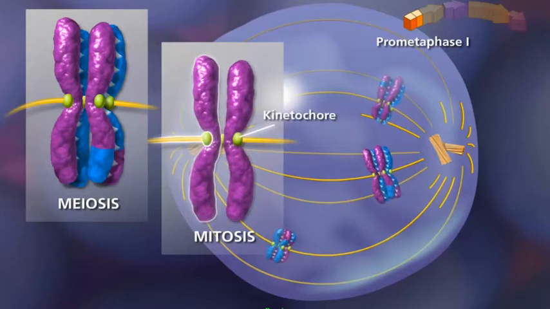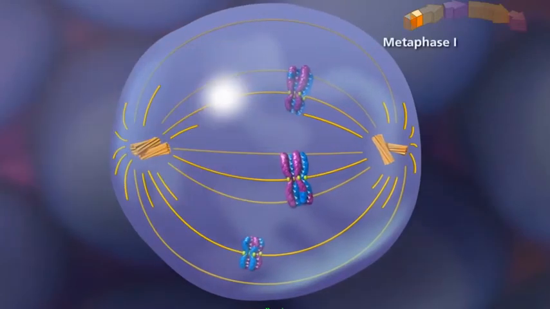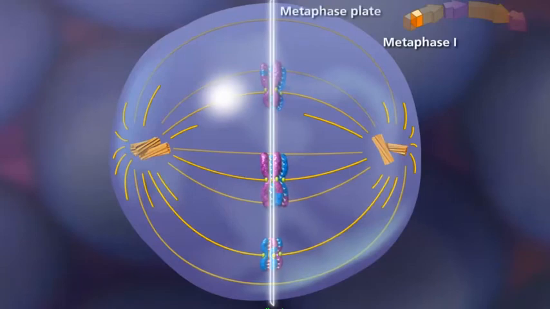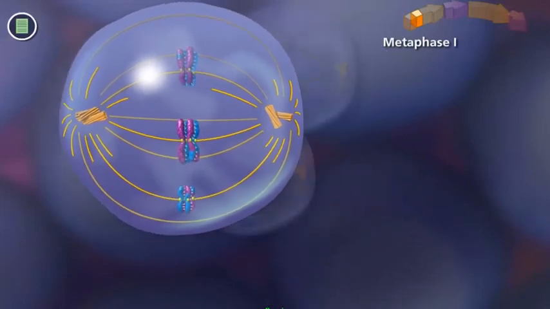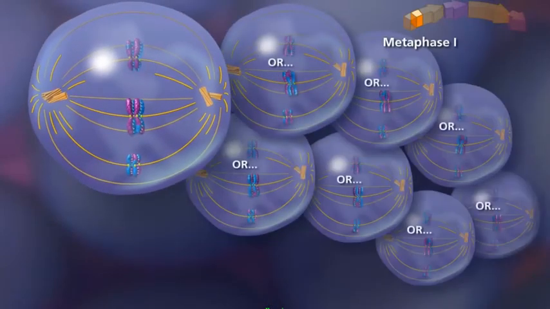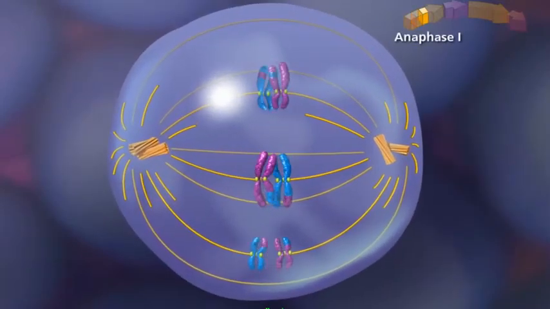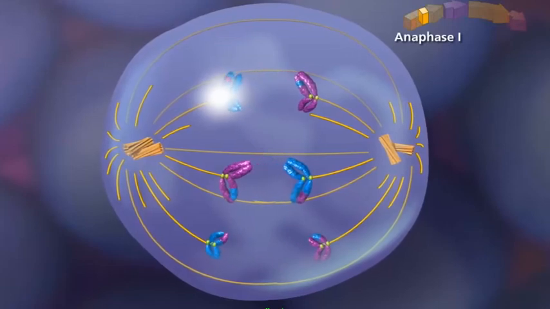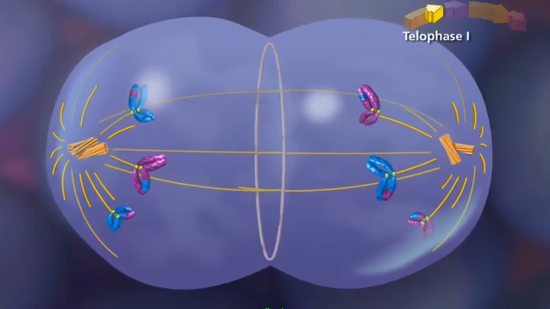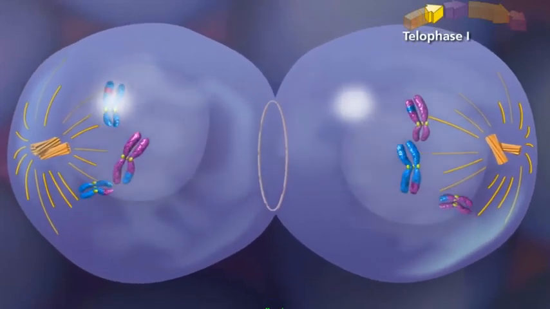In metaphase 1, bivalents randomly align along the metaphase plate due to independent assortment. This alignment is random and adds to genetic diversity. In anaphase 1, the homologous chromosomes separate and move toward opposite poles. Meiosis 1 ends with telophase 1 when the chromosomes decondense and the nuclear envelope reforms.